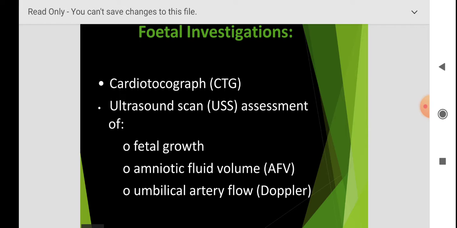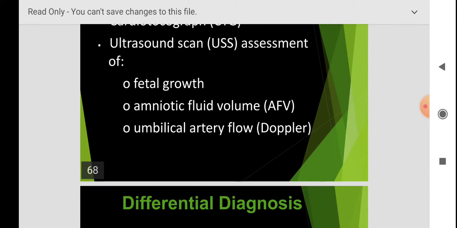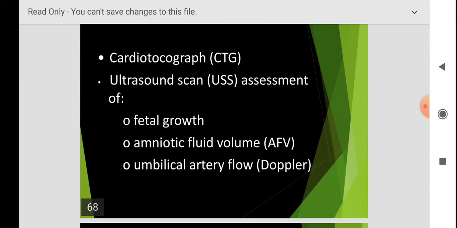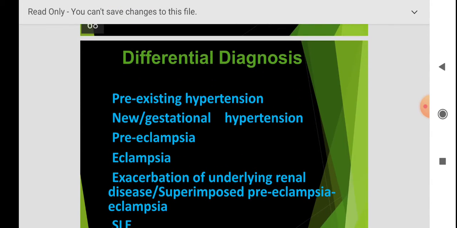Then ultrasound scan for assessment of fetal growth, amniotic fluid volume and umbilical artery flow, that is Doppler studies. These are the investigations done for fetal assessment.